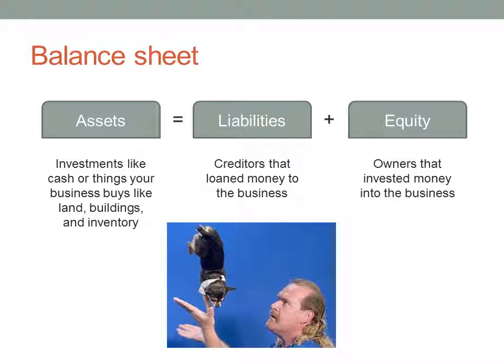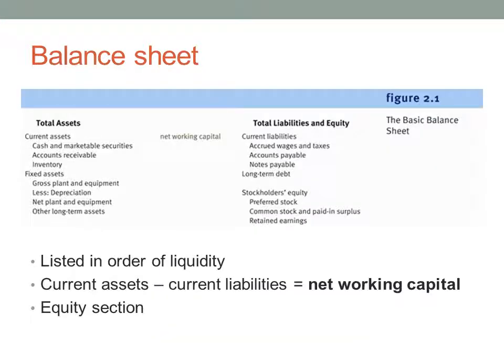So both sides have to equal. Everything on the asset side has to equal on the liabilities plus equity side. Okay, someone put the money into the business, whether it was borrowed money or owner's money.